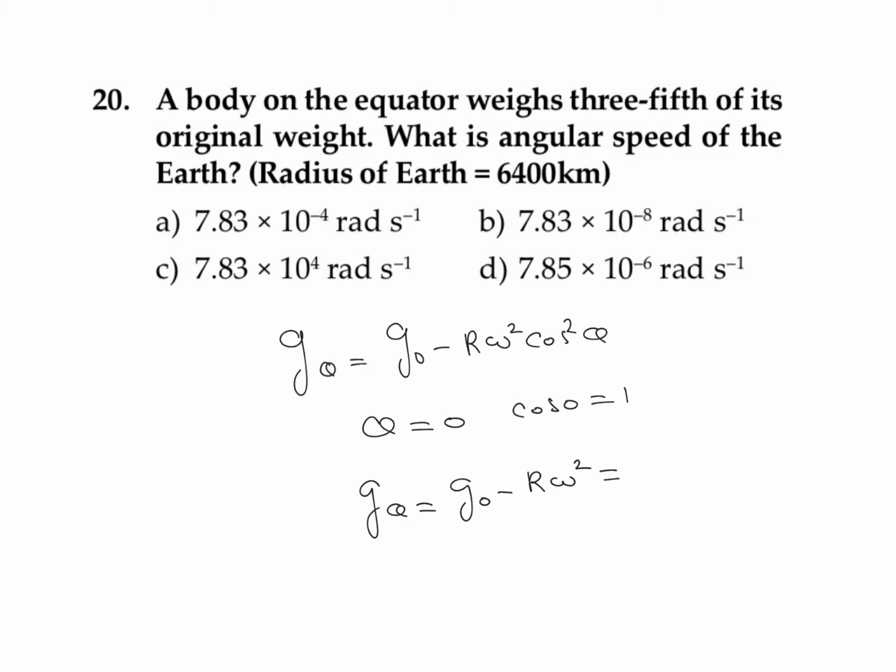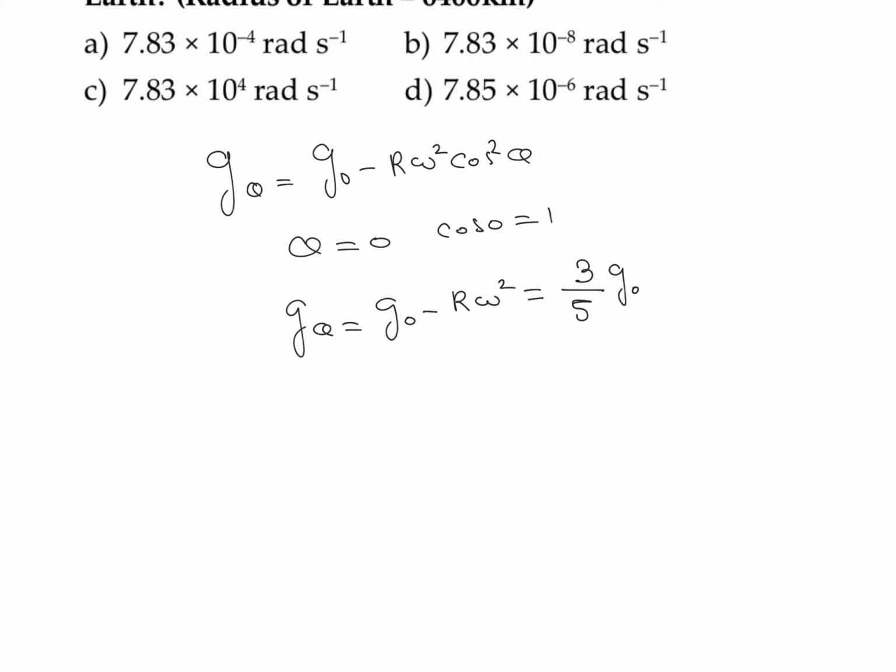So in this question it is given that the weight of the body is 3/5 of its original weight. So if the weight decreases to 3/5 of its original value, that means the acceleration due to gravity is also going to decrease by 3/5 times.